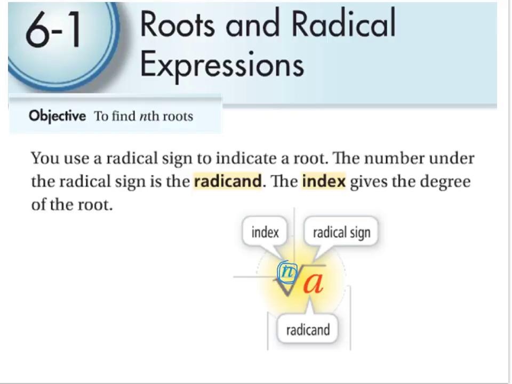This is your radical sign. It's so radical, like so radical. And depending on what your index is how you know how to solve it. And I don't even know how to say this word, so I'm not going to try. But that's that. Whatever you are taking the root of is that word.